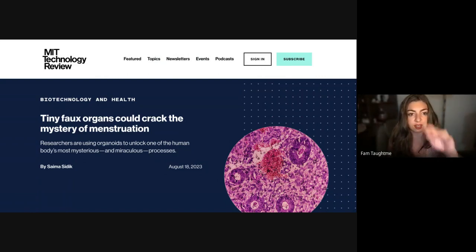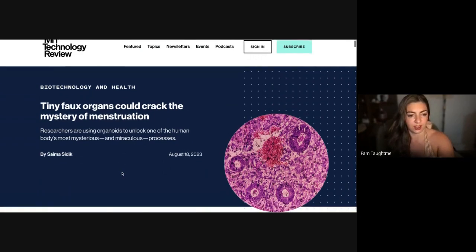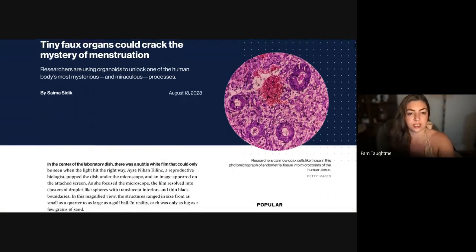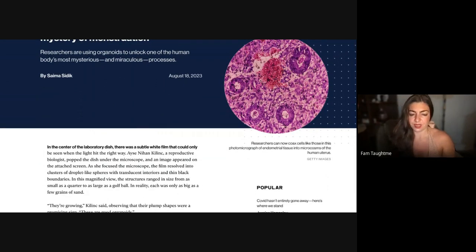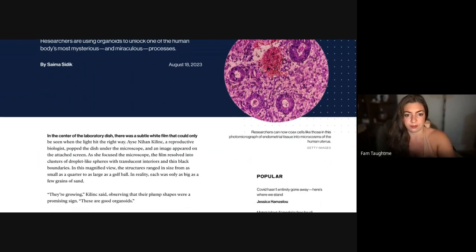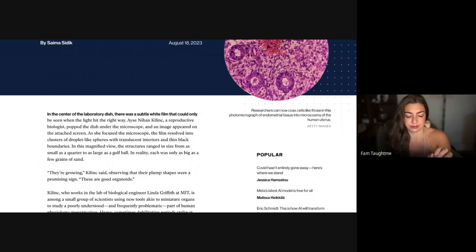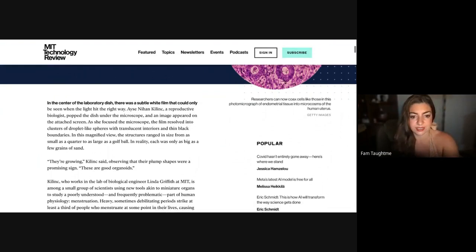This I just thought was so fascinating because it came out just last week, and it says: Tiny faux organs could crack the mystery of menstruation. Researchers are using organoids to unlock one of the human body's most mysterious and miraculous processes. My understanding is that they are making these organoids by growing them in the lab.